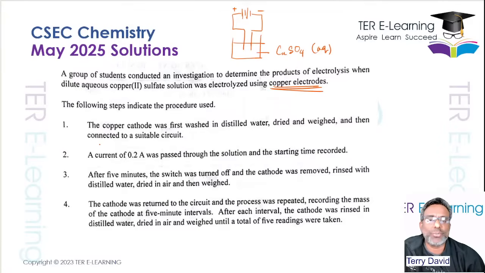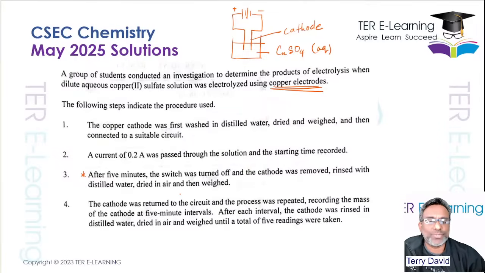So the copper cathode was first washed with distilled water. The cathode we're talking about here is this here. That's your cathode. They said that it's first washed with distilled water, dried and weighed, and then connected in a suitable circuit. So this is the circuit here. A current of 0.2 amperes was passed through the solution and the starting time recorded. After 5 minutes, so we have this thing running for 5 minutes, the switch was turned off and the cathode was removed, rinsed with distilled water, dried in air, and then weighed.